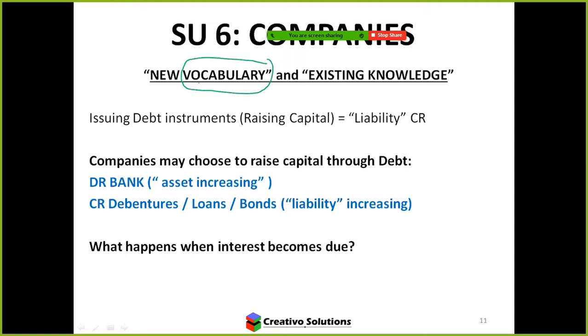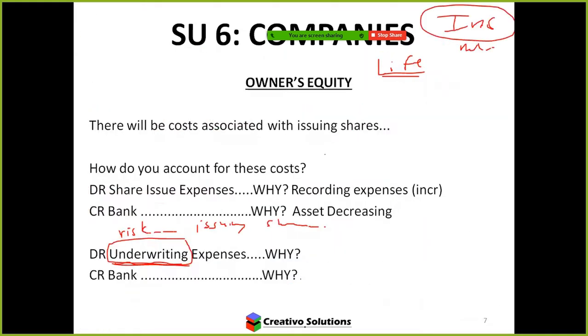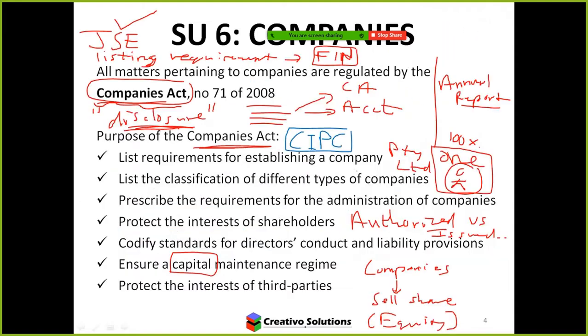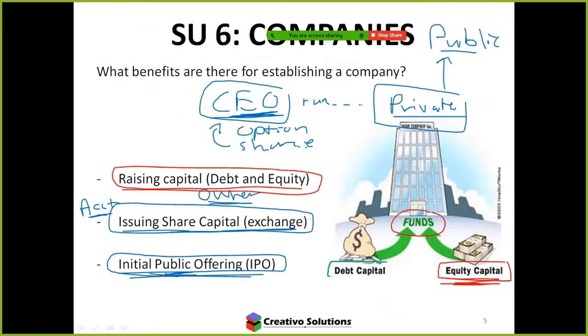All right, then the last bit here, just a few other considerations in terms of vocab. Jargon, stuff that you will see in this particular study unit. Issuing debt securities or instruments. Remember you had this slide here? And I spoke about debts. Yes. Okay. Do you recall those notes that I had given you where you had debentures? Do you remember what a debenture is?